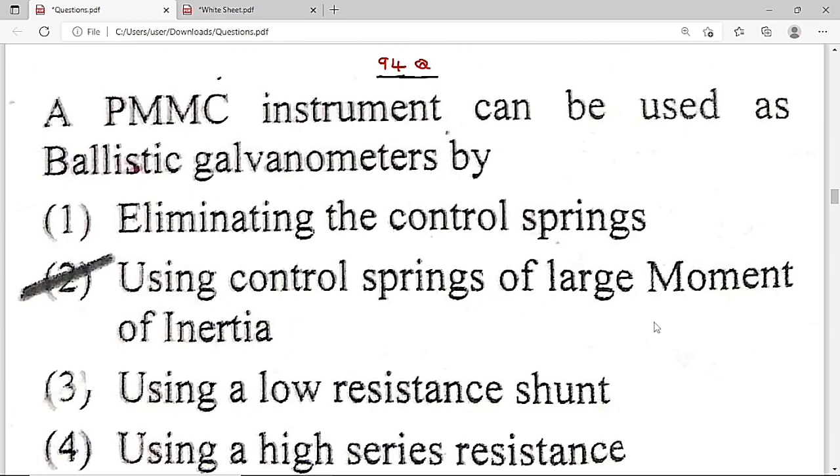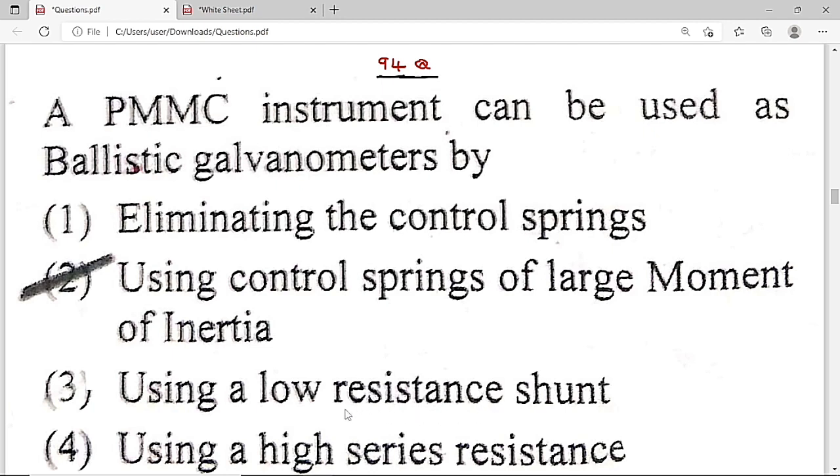Now we are going to discuss the 94th question. See the question here: a PMMC instrument can be used as the ballistic galvanometer by. Option A, eliminating the control springs. Option B, using the control springs of large moment of inertia. Option C, using a low resistance shunt. And option D, using a high series resistance.